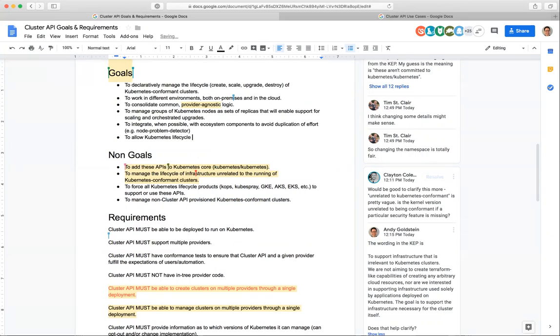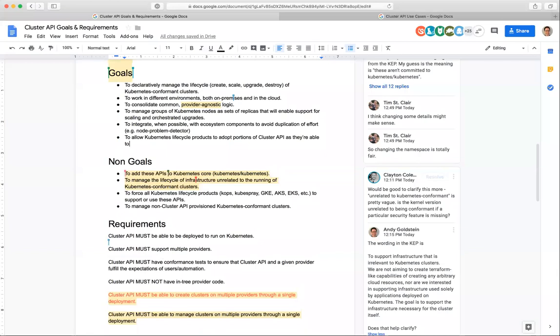So something like to allow Kubernetes lifecycle products to adopt portions of cluster API as they're able to, or something like that. I don't know if I would call it out that way, or maybe it would make sense to just say that we should have a staged adoption path for.